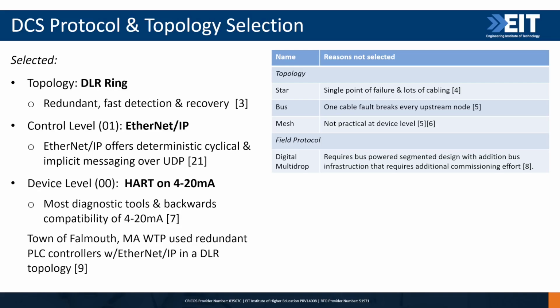So further on, HART on 4-20. It's backward compatible with all 4-20 analog measurements. And so we still get most diagnostic tooling as seen in others like digital multi-drop buses, but HART on 4-20 actually doesn't require a bus-powered segmented design with additional bus infrastructure. So this is going to be less commissioning effort.